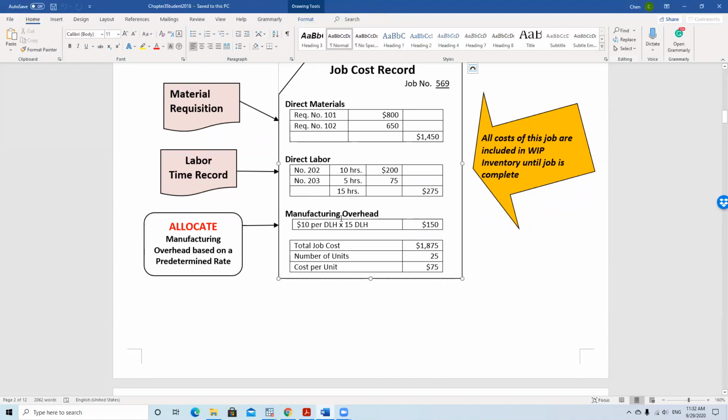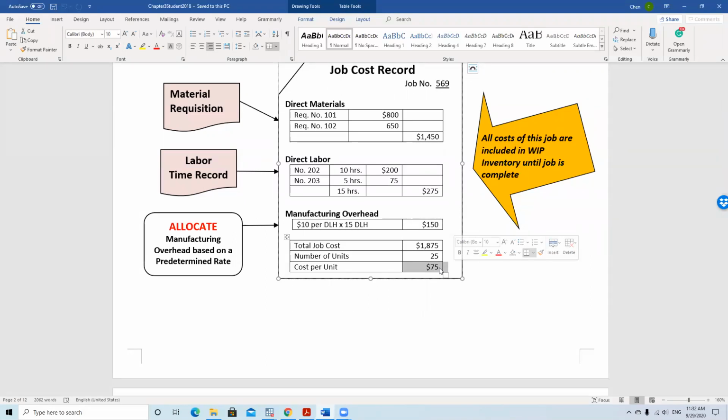Then we are gonna have manufacturing overhead, and then we're gonna do an allocation. And this is the manufacturing overhead that is allocated to this job. Then if we add all these up, direct material, direct labor, and manufacturing overhead, then we're gonna have our total job cost. And then in job 569, we have 25 units in total. And then the cost for every unit in this job is $75.